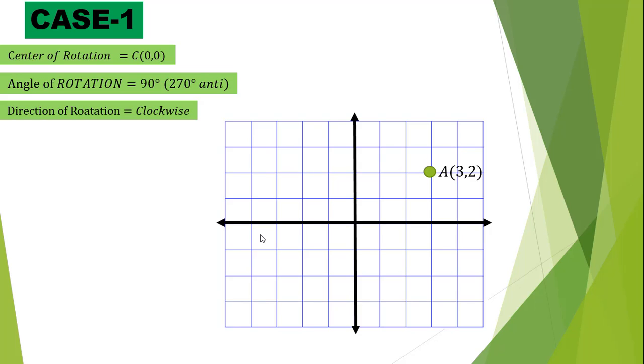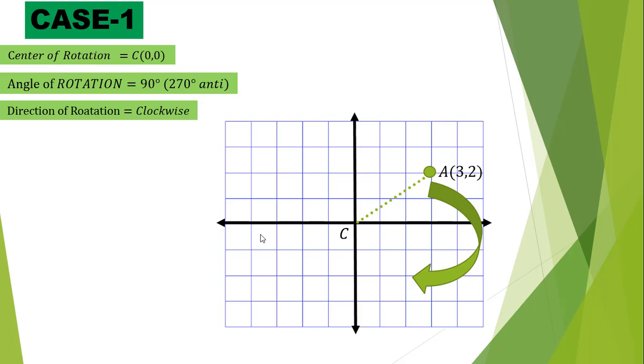So students, let us rotate this point A with the center (0, 0) in the clockwise direction with the angle of 90 degrees. First step is to join this point A to its center, which is C. So let us join them with a straight line. Now students, consider in which direction it is going to be. Clockwise direction is in this direction, so this point will shift in the downwards direction like this arrow.